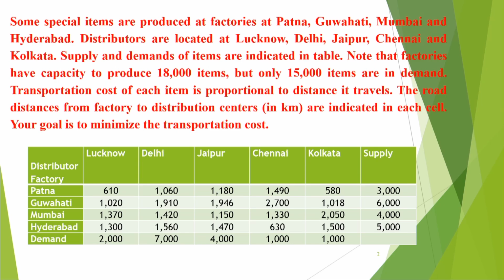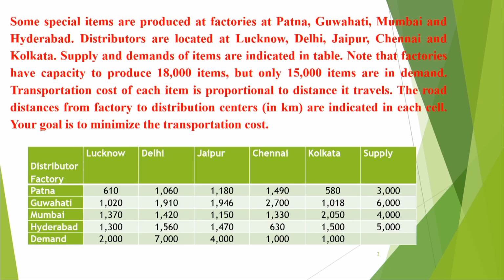Supplies: Patna makes 3000 units, Guwahati 6000, Mumbai 4000, Hyderabad 5000. So the total units made by the factories combined is 18,000. And for demand, Lucknow needs 2000, Delhi needs 7000, and so on, totaling 15,000.